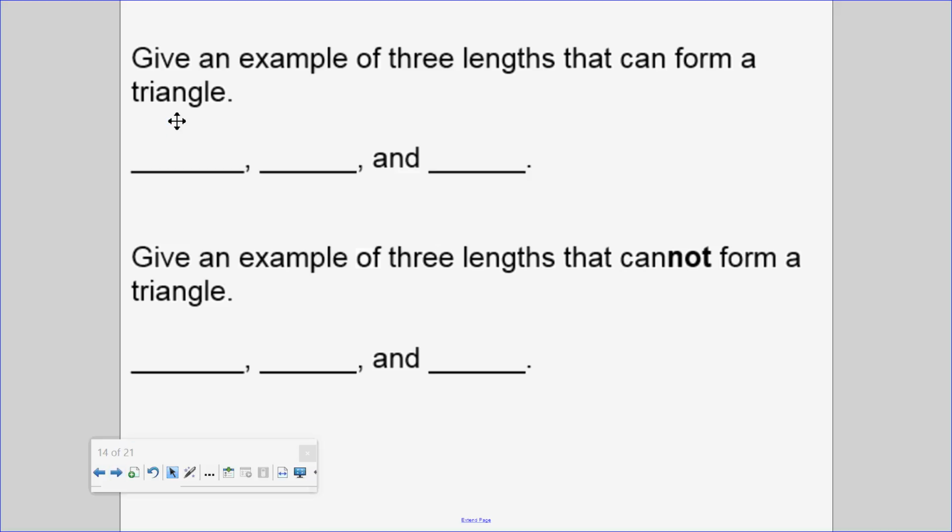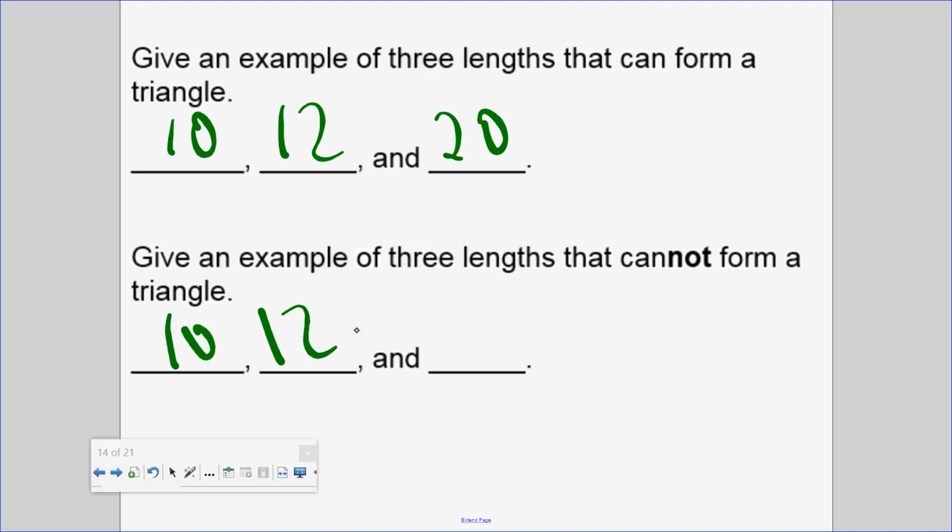For example, if I have 10 and 12, the sum has to be greater than the third side. Together, that's 22, so I'll say 20. Let's do 10 and 12 again. 10 and 12 is 22. That is actually greater than 5, so that's a good one.